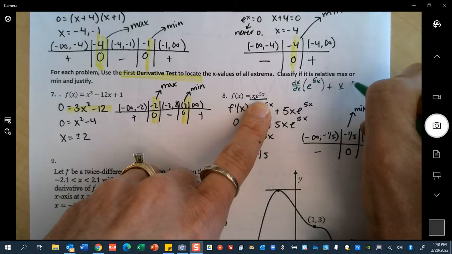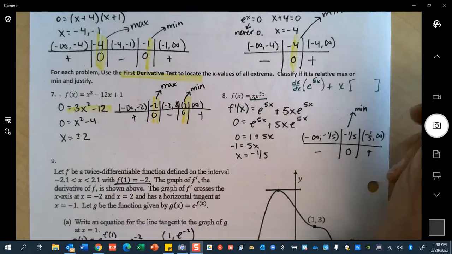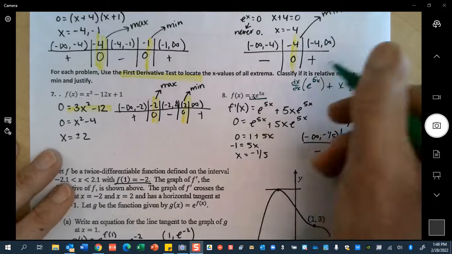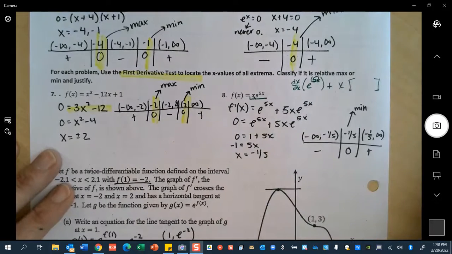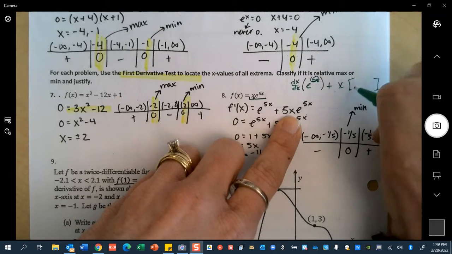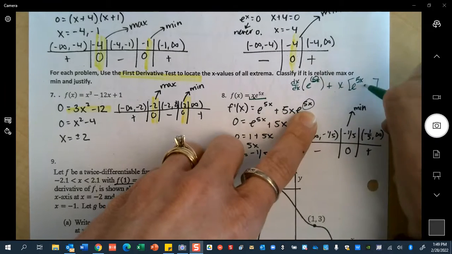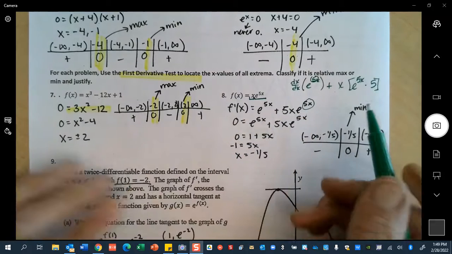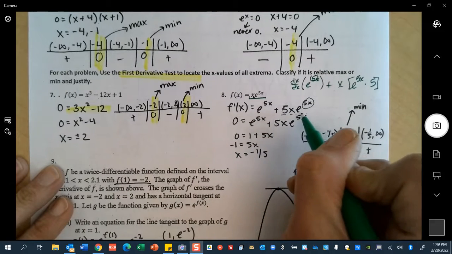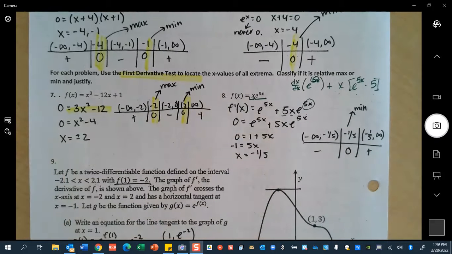So when I take the derivative of this second term, e to the 5x, the derivative of e to the x is going to be e to the x, but this 5 ends up being from the chain rule. So the derivative of e to the 5x is going to be e to the 5x, right? And then the derivative of what's inside is going to be 5. So this 5x e to the 5x comes from that 5 and that x and that e to the 5x.